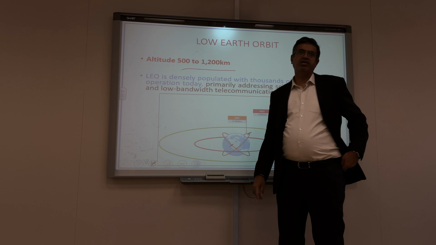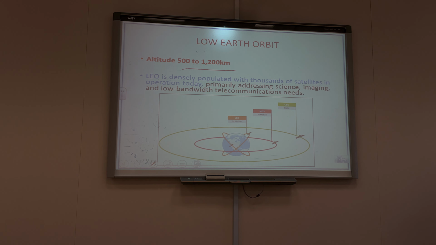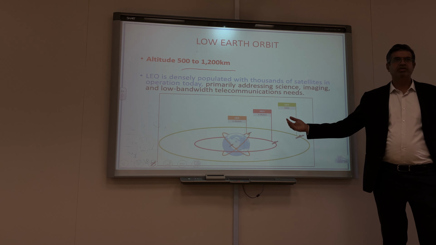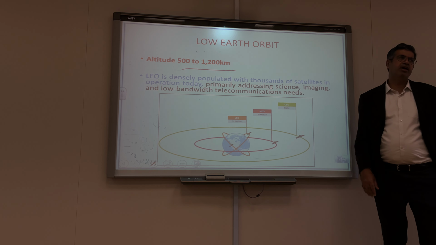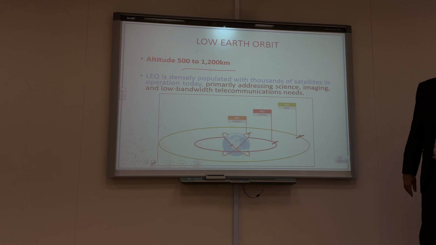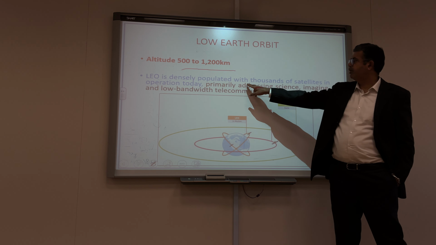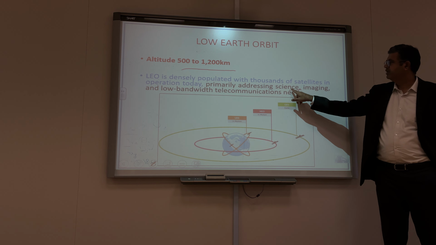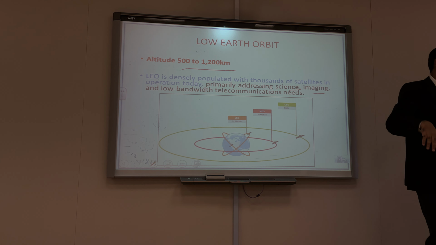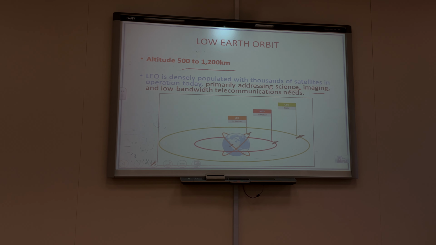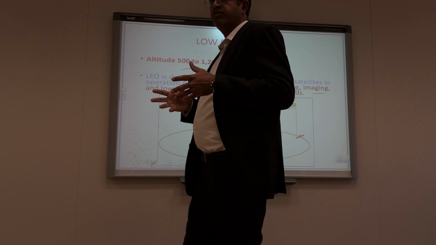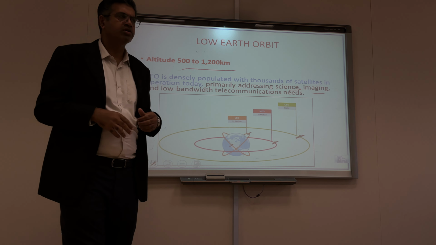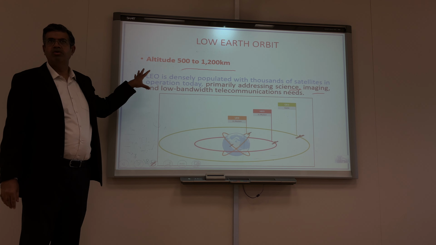Its altitude from the surface of the Earth ranges from 500 kilometers to 1200 kilometers, and since it is closest to the Earth's surface, you have the maximum number of satellites placed in the low Earth orbit. So LEO is densely populated with thousands of satellites in operation today, and they are mostly used for science, imaging, studying the natural resources on the Earth's surface, and monitoring the Earth. All the studies related to Earth resources, which is done using remote sensing, those satellites are all placed in the low Earth orbit.